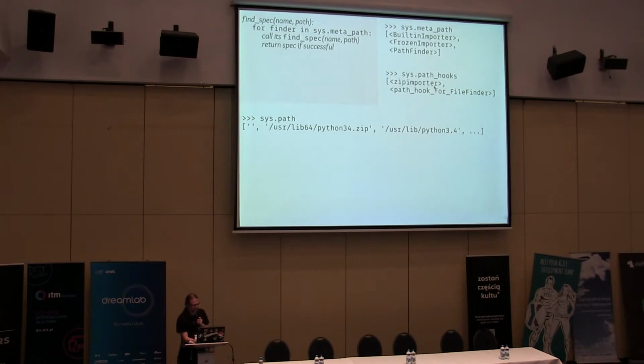asks a zip importer if it can load from the current directory. It probably can't. It goes to some zip file on the path, asks a zip importer if it can load from that, and it can, but there is no random module inside the zip, so it goes on. And then it gets to this path, asks a zip importer if it can load from that path. It can't, so it constructs a file finder, which can import from there.